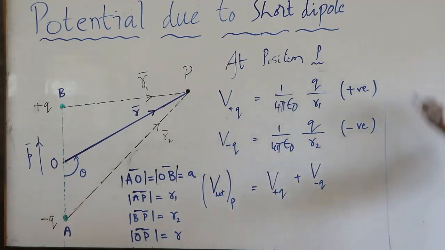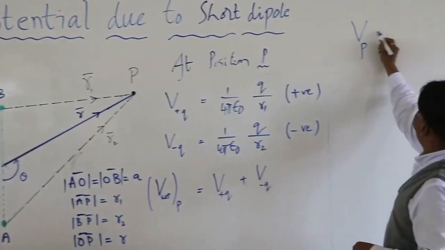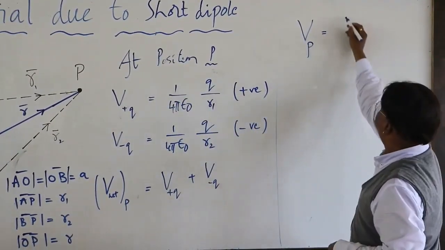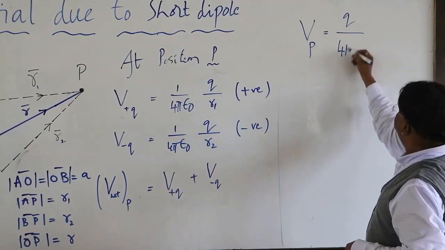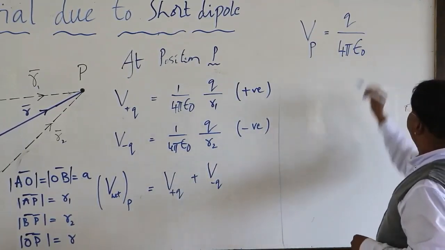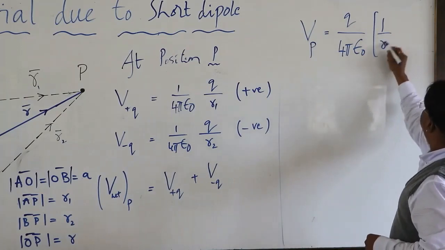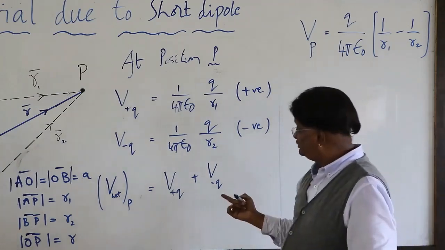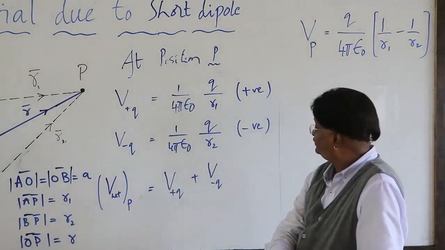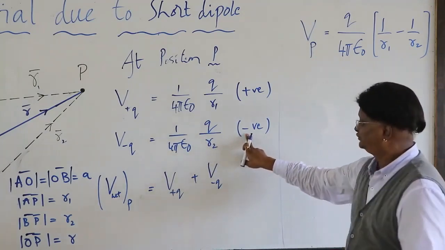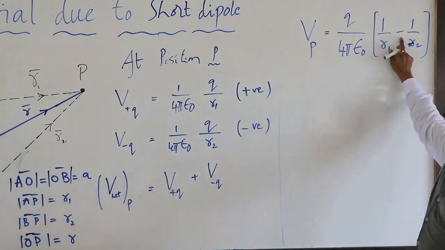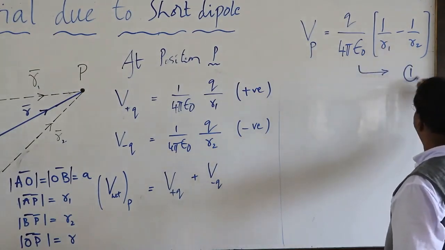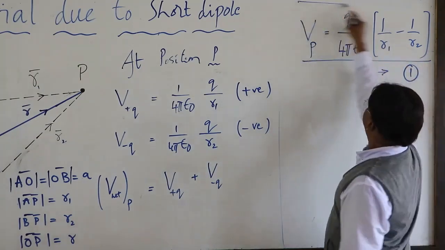Therefore, the result is V at P is equal to, what are V due to plus Q and V due to minus Q? See, this Q by 4 pi epsilon naught term, a constant, is common in both the expressions. Therefore, Q by 4 pi epsilon naught times (1 by R1 minus 1 by R2) we have taken. Why 1 by R1 minus 1 by R2? Because this is a negative potential, therefore the negative sign comes here. Now I call this equation 1.